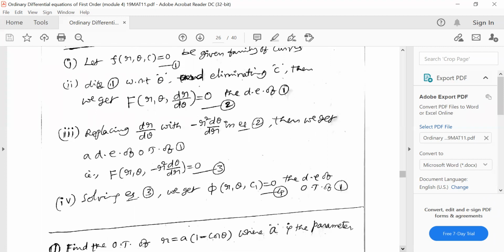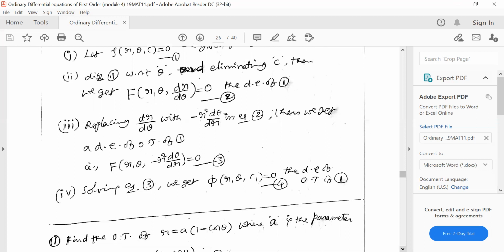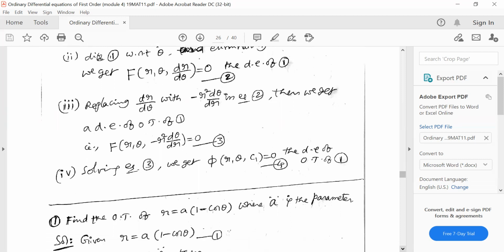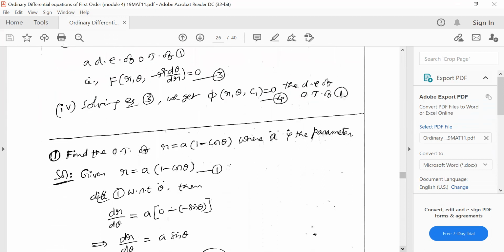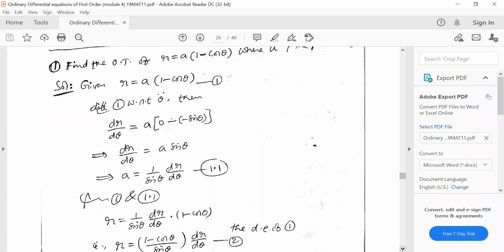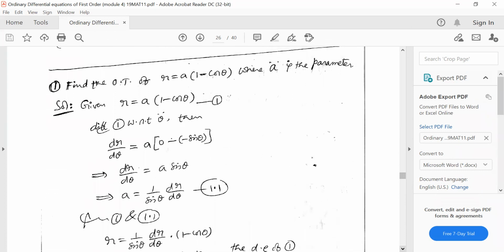Then like the previous methods, we can solve by variable separable or exact or linear or Bernoulli, whatever the equation suggests. So we'll see a problem. Find the orthogonal trajectory of r equals a into 1 minus cos theta. By seeing the problem, we can understand it is in polar form. Then immediately recollect what is to be substituted.